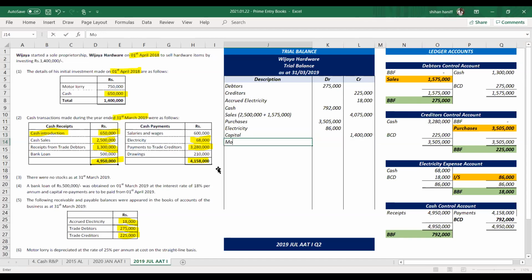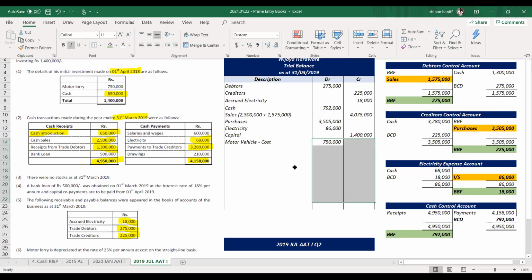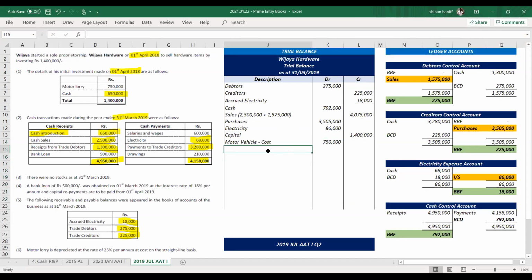And he has also invested a motor vehicle. The cost of the motor vehicle is 750,000. It is this amount, motor vehicle 750.